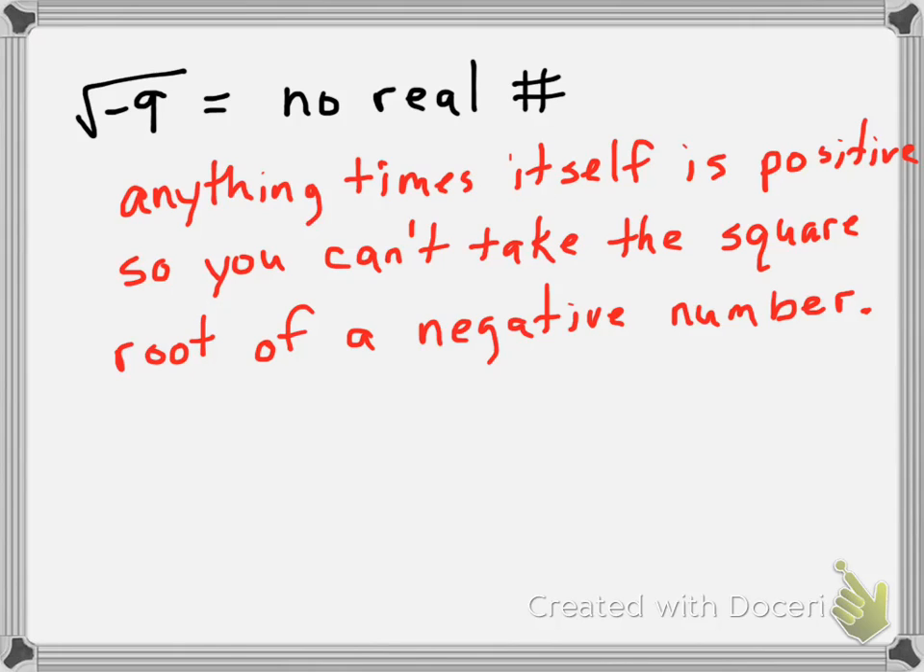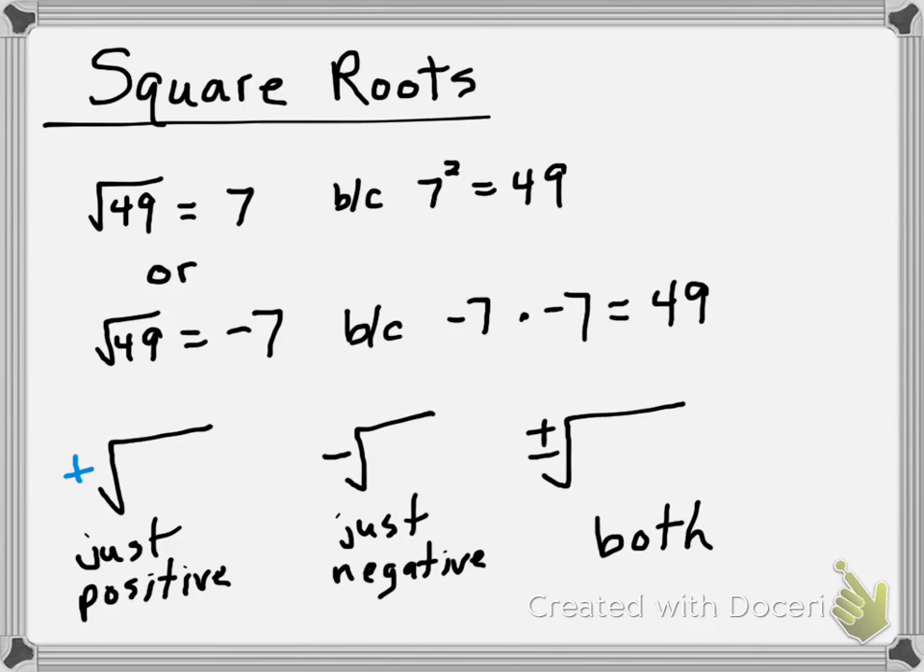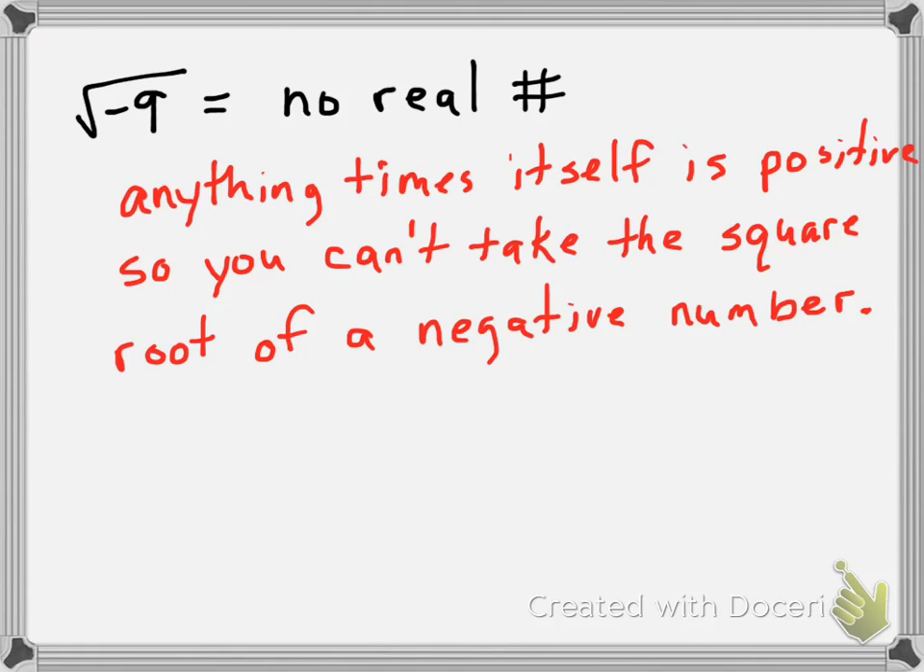Okay? So, to recap again, if there's no sign in front, it wants the positive answer. If there's a negative sign in front, it wants the negative answer. If you have the plus or minus both signs in front, then it wants both answers. And if there's a negative underneath the radical, then there is no answer. So you write no real number. Okay, makes sense? All right, good.